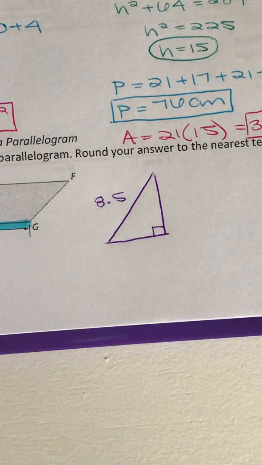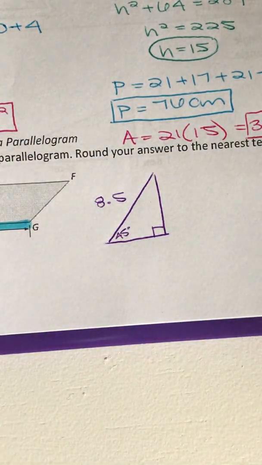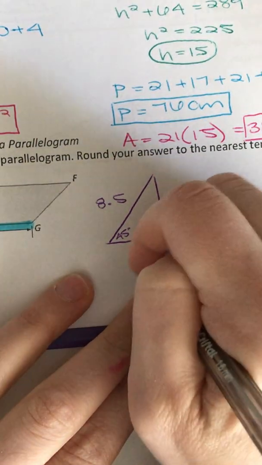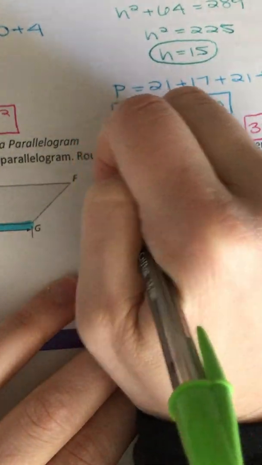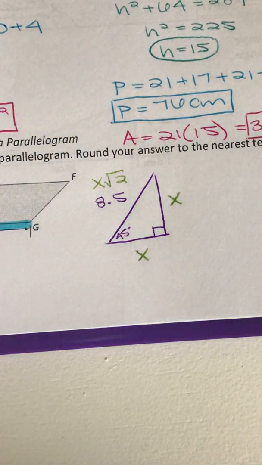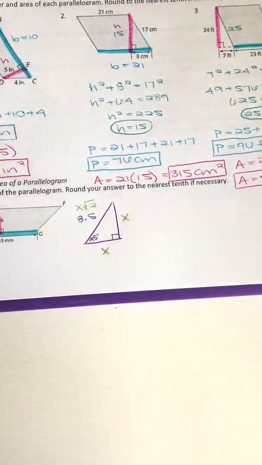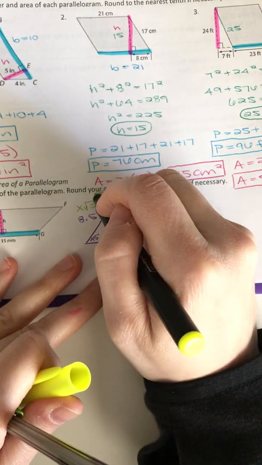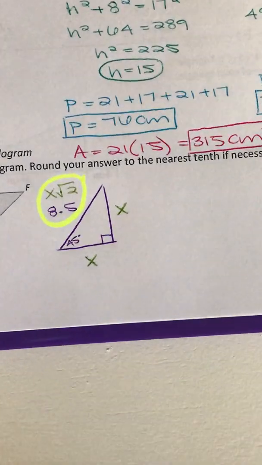So if you remember from 45, 45, 90 triangles, my sides are x, x, x root 2. So I have this right here. I have that 8.5 is x root 2. So I'm going to take that out over here.